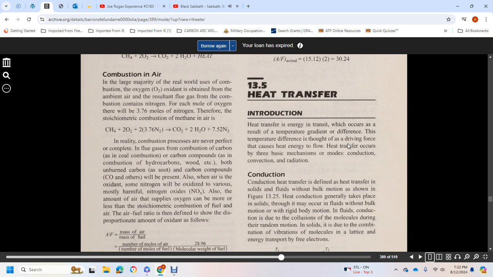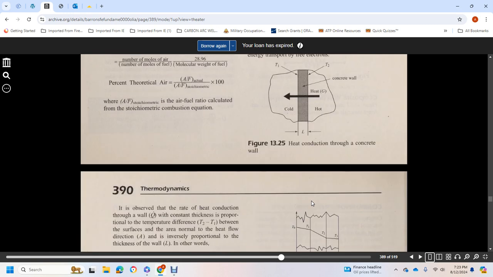Conduction heat transfer is defined as heat transfer in solids or fluids without bulk motion, as shown in Figure 13.25. Heat conduction generally takes place in solids. In fluids, conduction is due to collisions of the molecules during their random motion. In solids, it is due to the combination of molecular vibrations in the lattice and energy transport by free electrons.